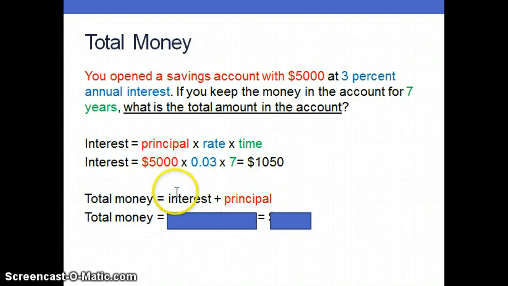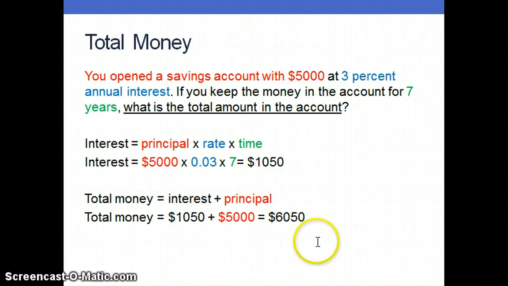Step 2, you want to take your interest and add it back to the principal. Your interest was your answer from step 1. Okay, so your interest is that $1,050. Your principal is the $5,000 that you started with. Add them together and you should get $6,050.